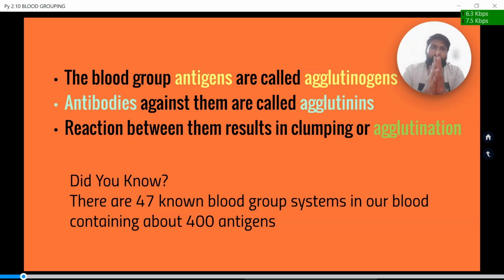So, yes, there are 47 known types of blood grouping based on around 370 to 380 antigens, so roughly 400. So we are having around 400 antigens. Based on those antigens, we have blood grouped into around 47 known types.